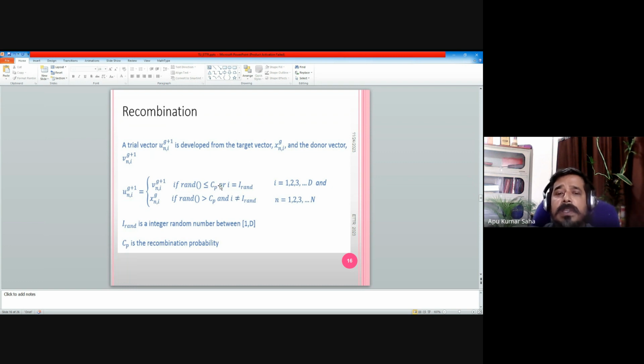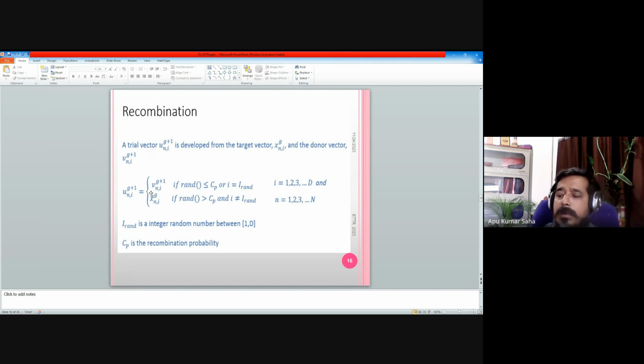Then we generate a random number. If this random number is less than CP, then we'll consider the donor vector that we have obtained. And if the random number is greater than CP, then we'll take the original X that we have initialized. So there are two options. First fix a crossover probability. Now generate a random number. If that random number is greater than CP, then use the previous value of X. And if this random number is less than CP, then you take the donor vector, what you have just obtained in the last phase, in the mutation phase.